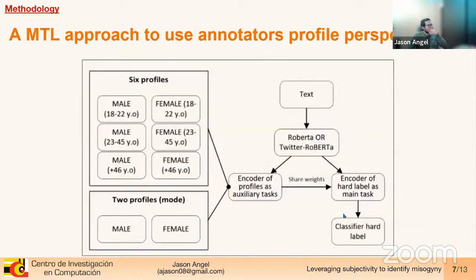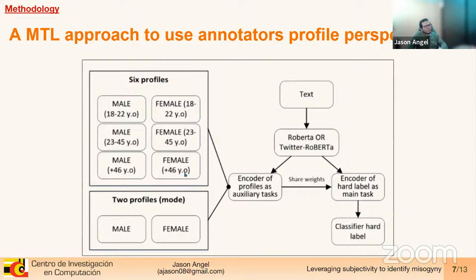The way we leverage the data is that we construct different profiles. And we have here 2 subsystems. The first subsystem uses 6 profiles, so we are using the 6 annotations from these annotators as auxiliary tasks. And here we have a different way to leverage the data. Here we use the mode or the hard label for males and females, so this is using the gender perspective, and here we are just merging all the 6 profiles.